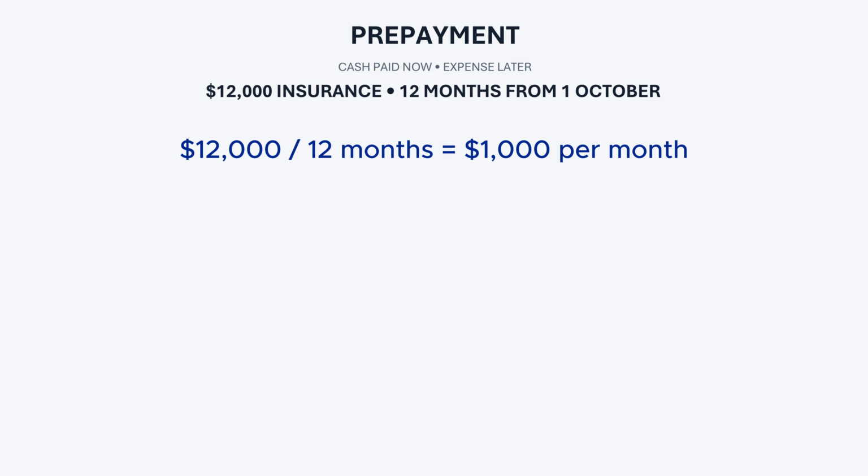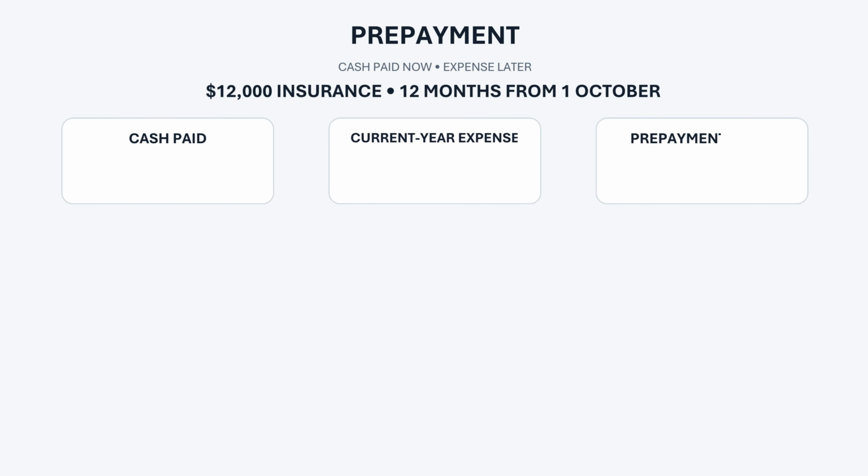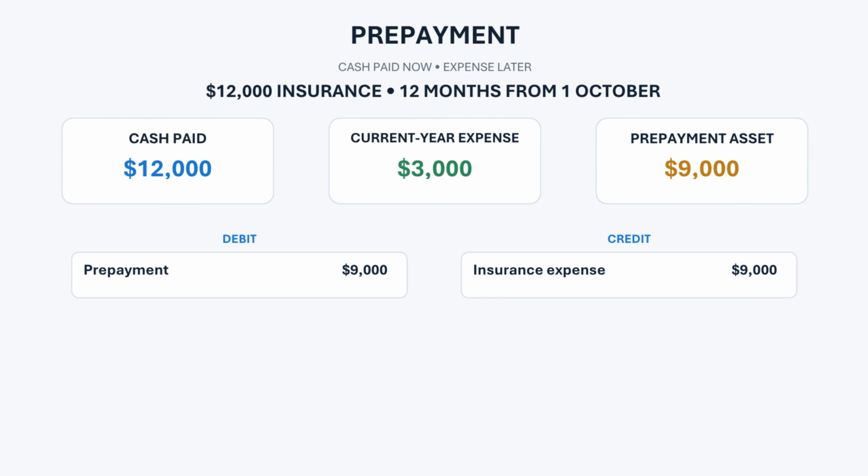Now let's look at the prepayments. Suppose on October 1st, the business pays $12,000 for 12 months of insurance. That's $1,000 per month. Our year end is 31st December. October, November, and December insurance have actually been consumed. So the expense for this accounting period is $3,000, but we've already paid $12,000. The remaining $9,000 relates to future accounting periods. That's a prepayment, and a prepayment is an asset.